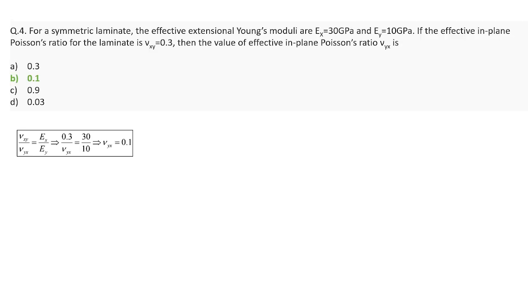Next is, for a symmetric laminate, the effective extension Young's moduli are given. Ex equal to 30 gigapascal and Ey equal to 10 gigapascal. If the effective in-plane Poisson ratio of the laminate is mu xy equal to 0.3, then what is the value of effective in-plane Poisson ratio mu yx? Sir already taught in the class there is a relation between mu xy and mu yx with respect to the Young's moduli in x and y direction. So this is the equation. We will put the values of mu xy, Ex and Ey in that equation, and we can get the value of mu yx.